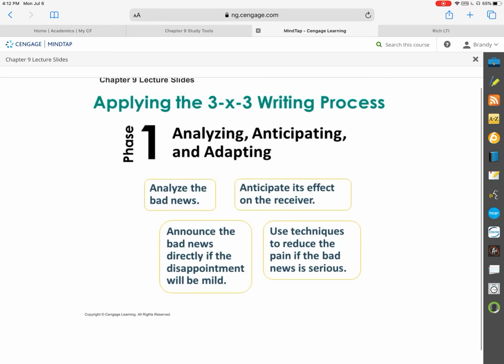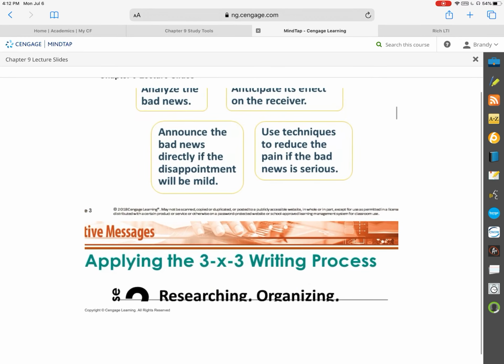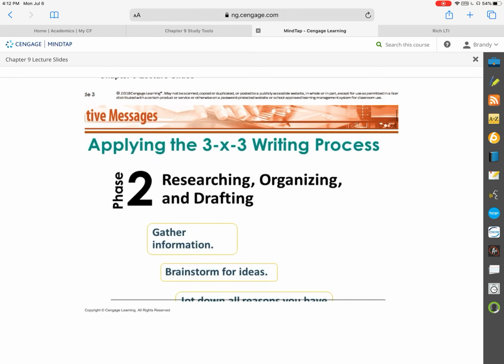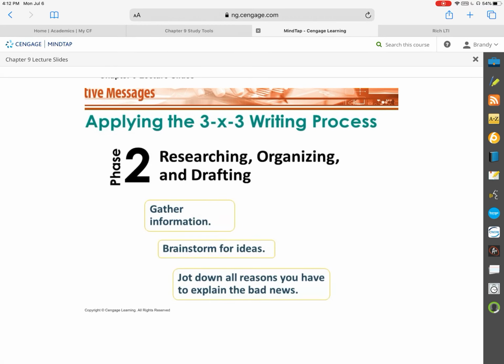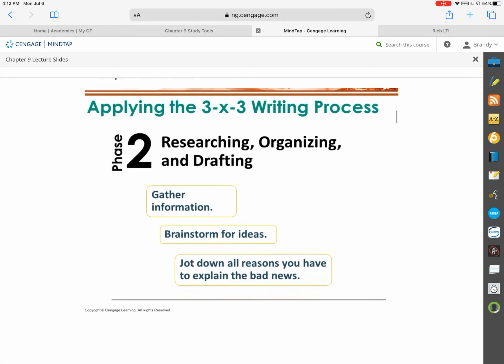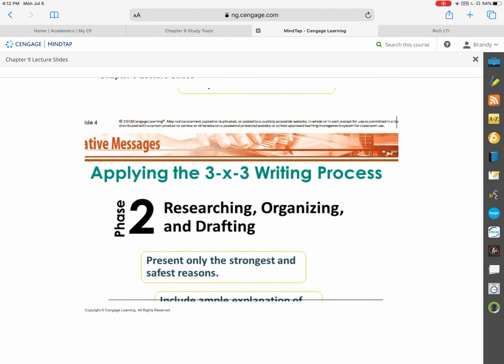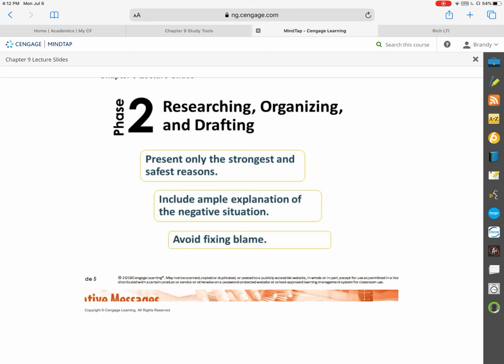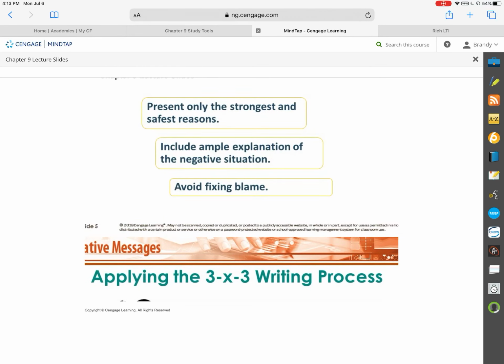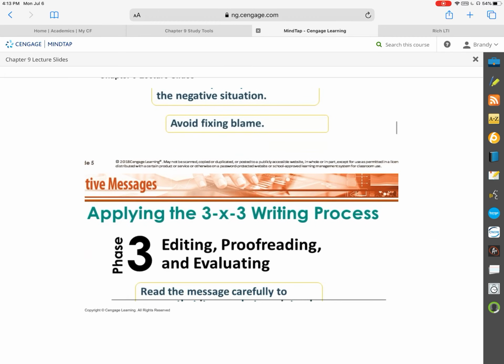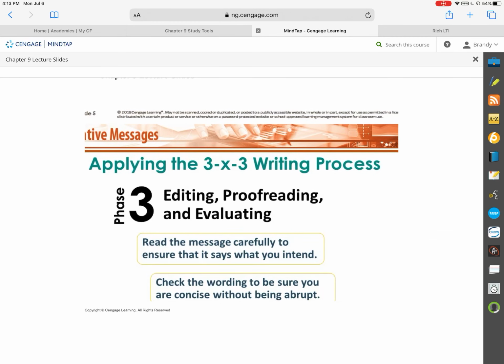So I'm going to use this first step to just analyze how my audience is going to receive that information. Then we move to step 2, which you guys know is the drafting. So now we're researching, organizing and drafting. We're gathering information, brainstorming, jotting down all the reasons why I have to give you this bad news. We want to give just our strongest and our safest reasons. We want to be very careful that we're not getting ourselves into any kind of legal trouble when dealing with negative news and bad news. We want to give as much information and explanation as we can, but we never want to fix blame. So we don't want to start pointing fingers, so to speak.